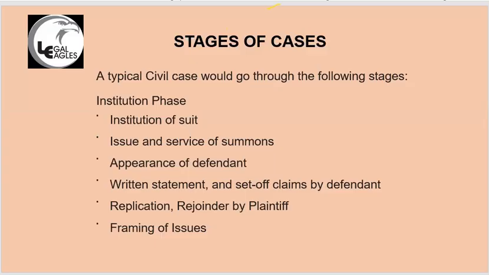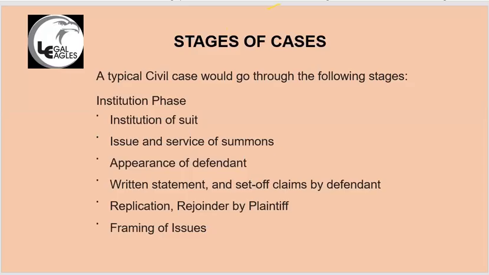Okay. So summary suit is filed. Once a summary suit is filed under Order 37, the defendant should appear in the court himself or through his counsel within 10 days of receipt of the summons. Within 10 days, he has to attend the court. If he is not attending the court within 10 days, the plaintiff is eligible for an ex parte award. Okay? Within 10 days.